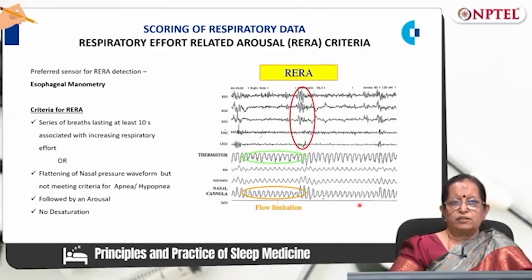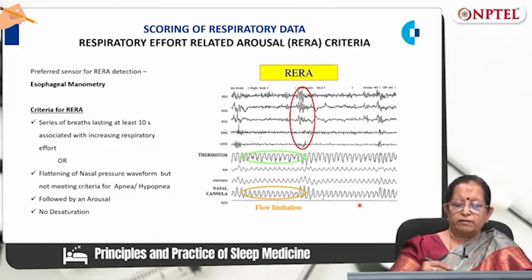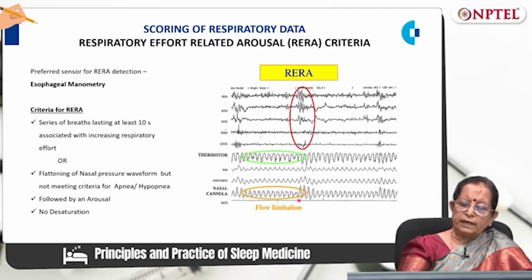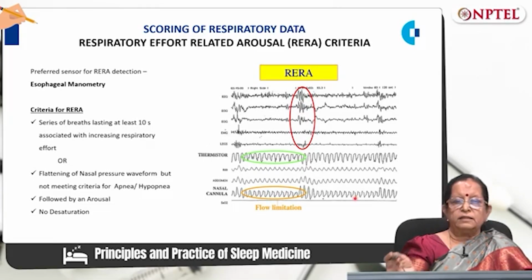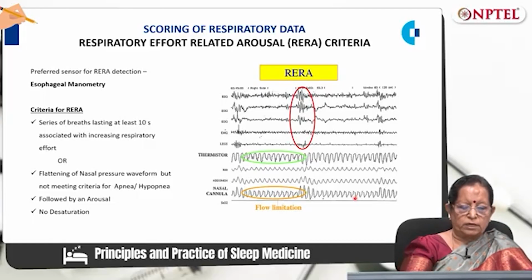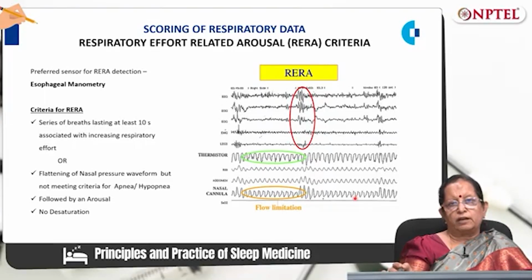That is nothing but a series of breaths lasting at least 10 seconds, and this should be associated with increasing respiratory effort, or there should be a flattening of the nasal pressure wave. Can you see the nasal pressure waves? Here there is flattening of the nasal pressure wave, but there is no apnea or hypopnea. It is not meeting the criteria for apnea or hypopnea, and this should always be followed by an arousal. And desaturation is not there. Note down the point: in hypopnea desaturation will be there. Here no desaturation.